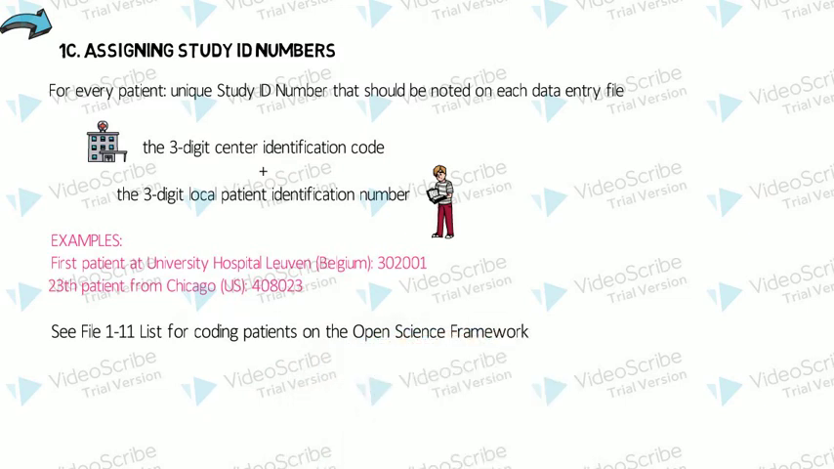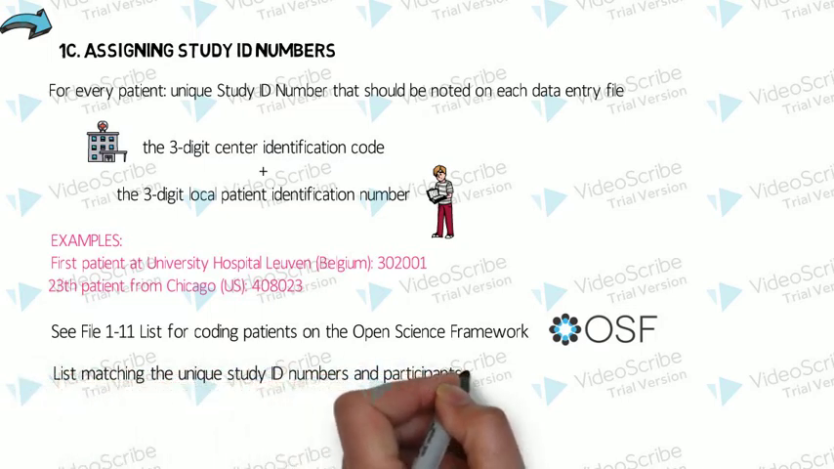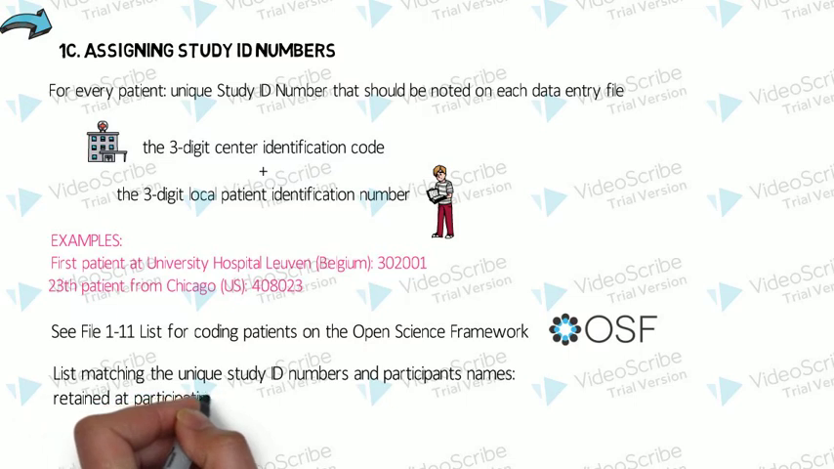This list can be found on the Open Science Framework folder, General Information and Documents, 1 General Information, with file name File 1.11 List for Coding Patients. A list matching the unique study ID numbers with participant names and other personal health information will be retained by the participating center. At no time should this information or any personal health information be shared with the coordinating center of Approach IS2.